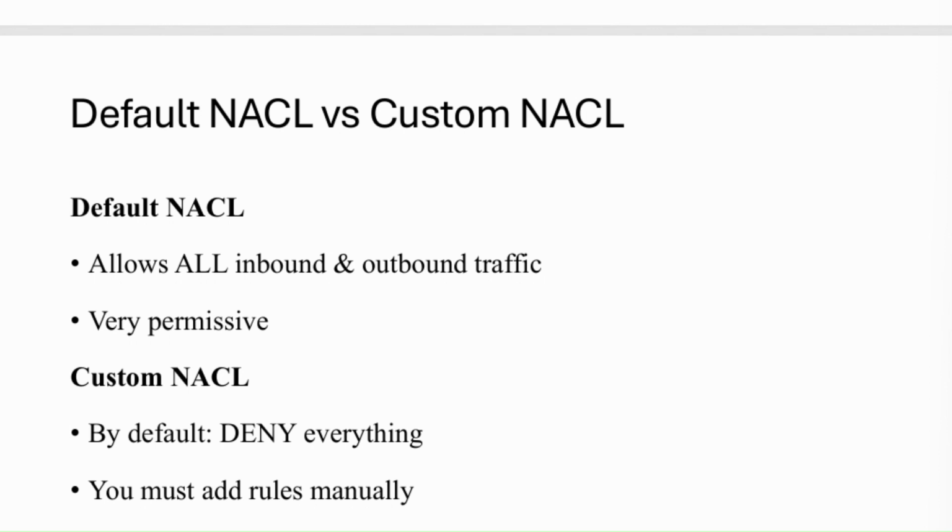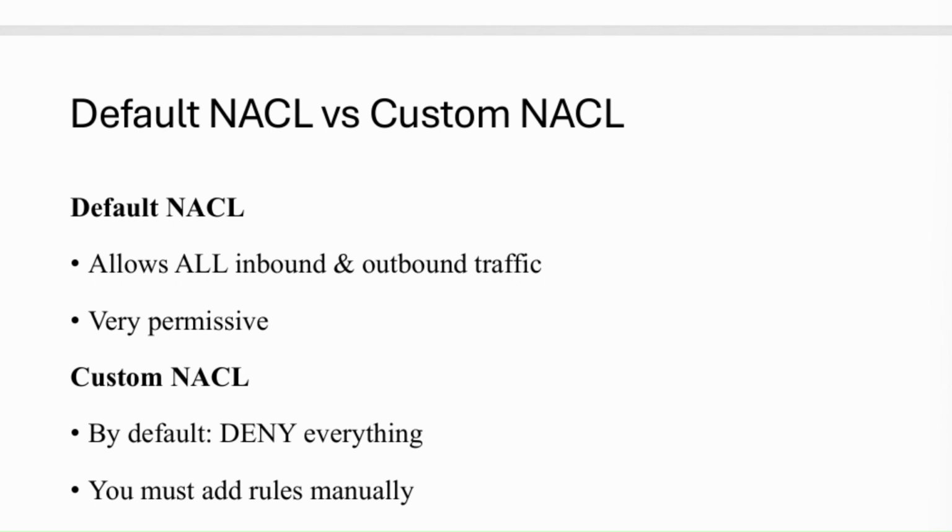So in AWS, there are two types of NACL, default NACL and custom NACL. The default NACL is very friendly. When you create a VPC, AWS gives you a default NACL automatically. This NACL allows all traffic. Yes, all traffic, both inbound and outbound. It allows everything to pass through. So it does not really protect you.